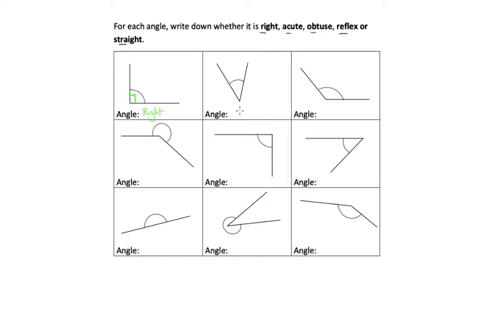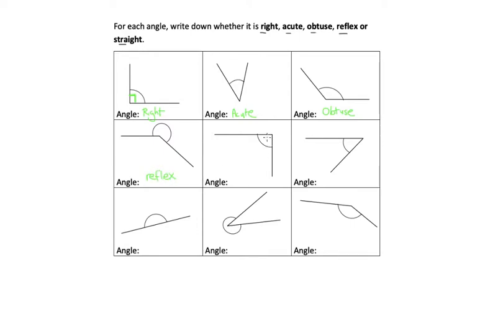And then this one here, it's not a right angle, and it's not a reflex or a straight. It is either an acute or an obtuse. Now, acute means less than 90, and this is definitely less than 90, so that is acute. This here is more than 90, so it is obtuse. And this one here is more than 180, so this one is called a reflex.